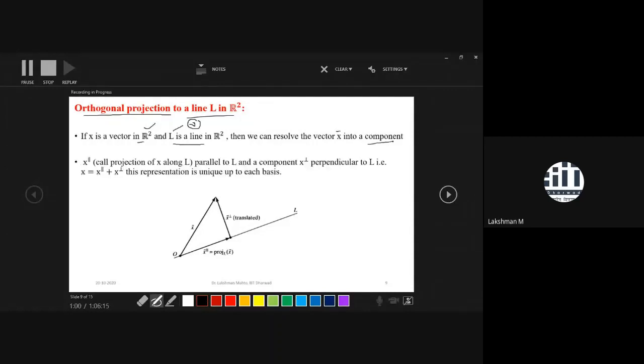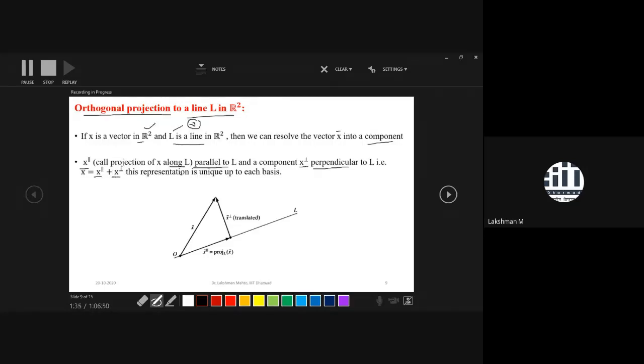The first component we call x parallel. We call it the projection of x along the line. So we are projecting along the line, and that one happens to be parallel to L, or in the direction of L. And the second component is x perpendicular. The x perpendicular part would be perpendicular to the line. That is, we have decomposed the vector x into two components: x parallel plus x perpendicular, that means projection of x plus x perpendicular.